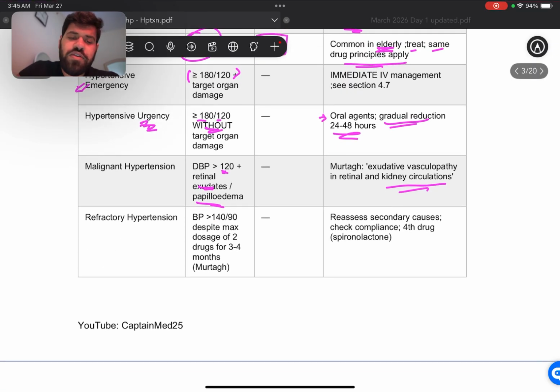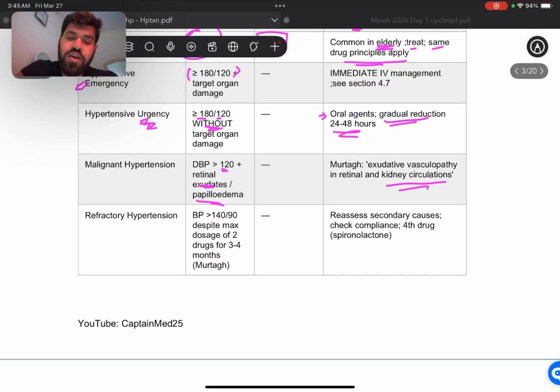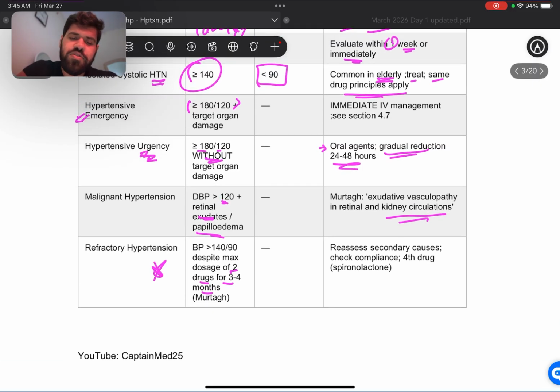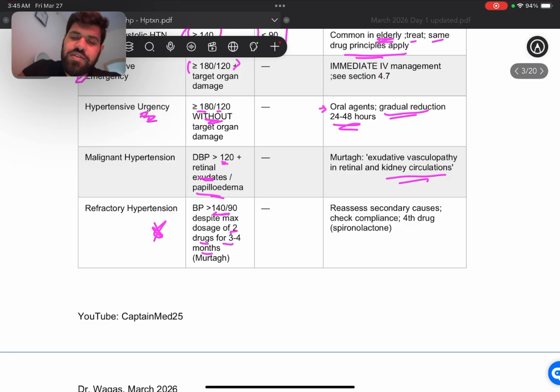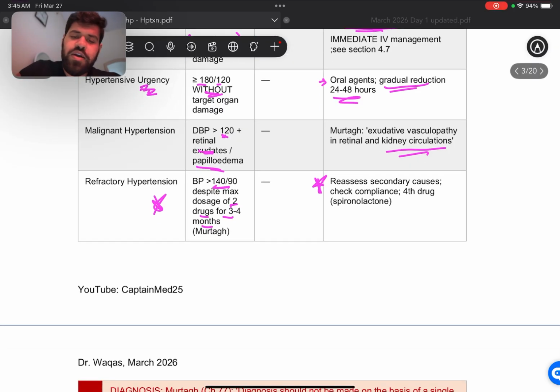And then you have refractory hypertension, where the person's blood pressure is 140 by 90 despite maximum dosages of 2 drugs for 3 to 4 months. So it's refractory hypertension. All right. Anything more than 140 by 90 despite maximum dosages of 2 drugs for 3 to 4 months. And we have to reassess secondary causes and see if it's actually secondary hypertension or not. All right. And another important fact is to check for compliance on taking those drugs.